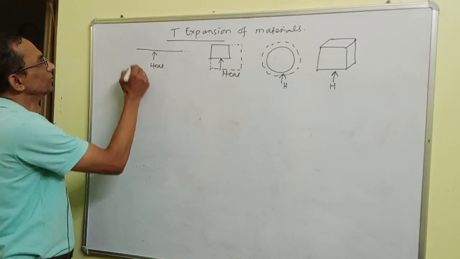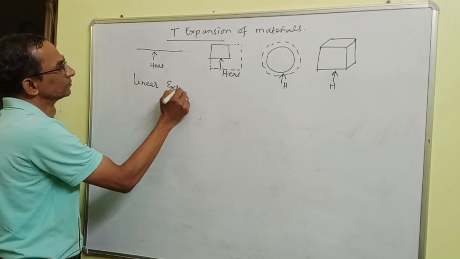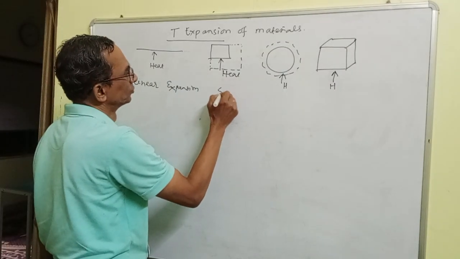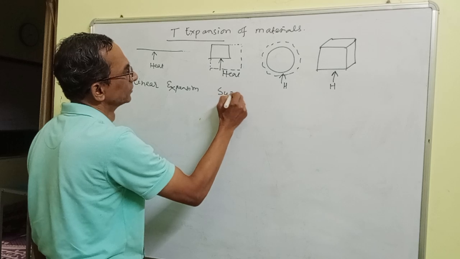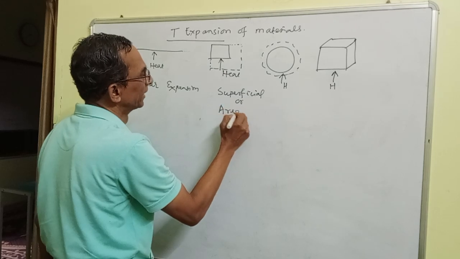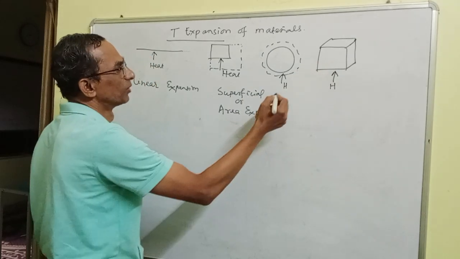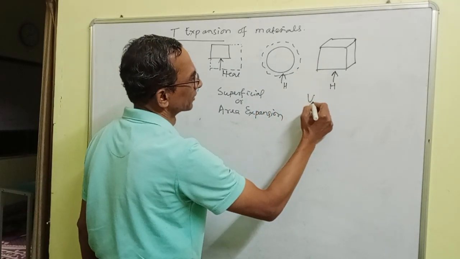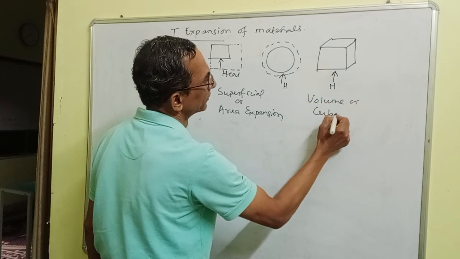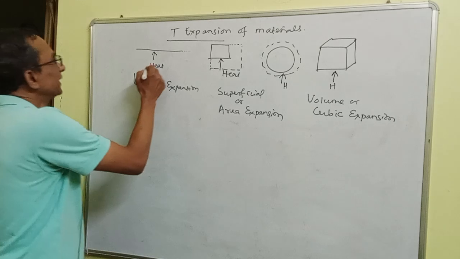If length is increased, we will say that is linear expansion. If area is increased, we will say superficial or areal expansion. If there is an increase in volume, we will say volumetric expansion or volume or cubic expansion. In all cases, heat has been given.